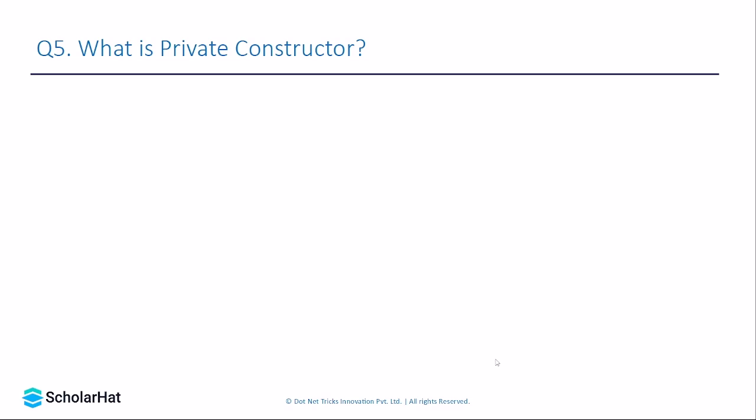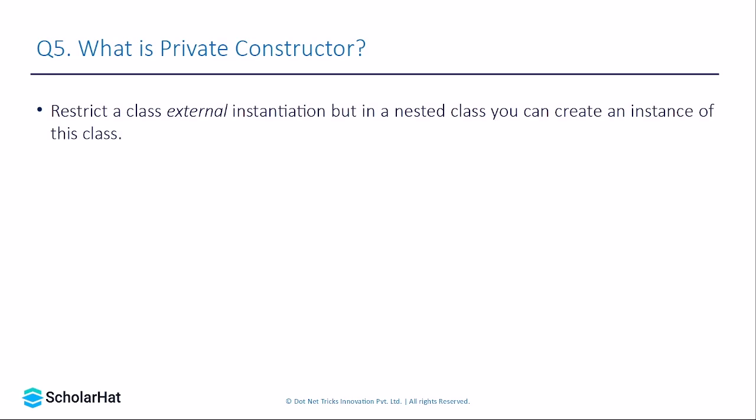Now let's go to the next topic, that is the private constructor. So what is a private constructor? A private constructor restricts a class from having objects created from it by other classes. Suppose a class has a private constructor, then no other class can create an object of that class, but a nested class of that class can be used to create its object.